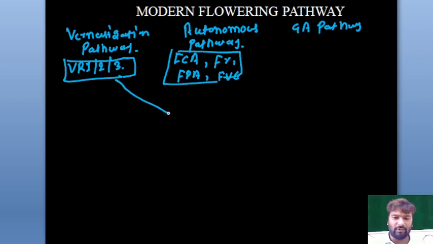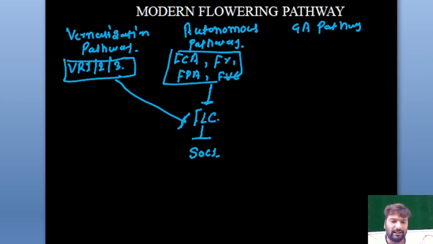So these two pathways need the FLC, which acts as a repressor in the inflorescence meristem. These pathways inhibit the FLC, vernalization. This gene further inhibits the SOC1.